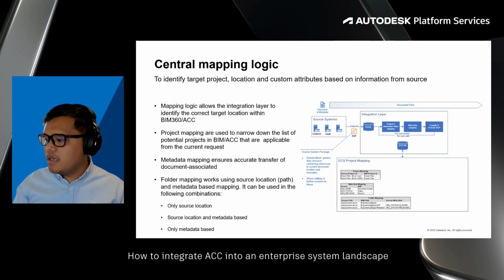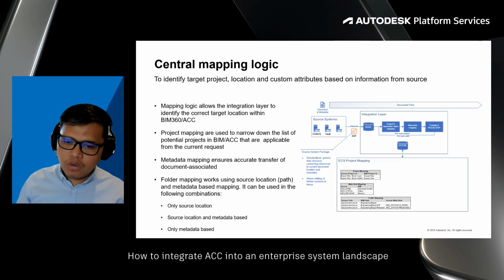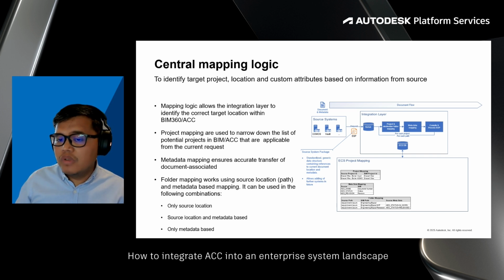So if you can see here, if the metadata of the document contains an AES status of in work, then on the folder mapping, there should be a corresponding work in progress folder, and this document will flow to that one. While a document with an AES status of released will then flow to a released folder.